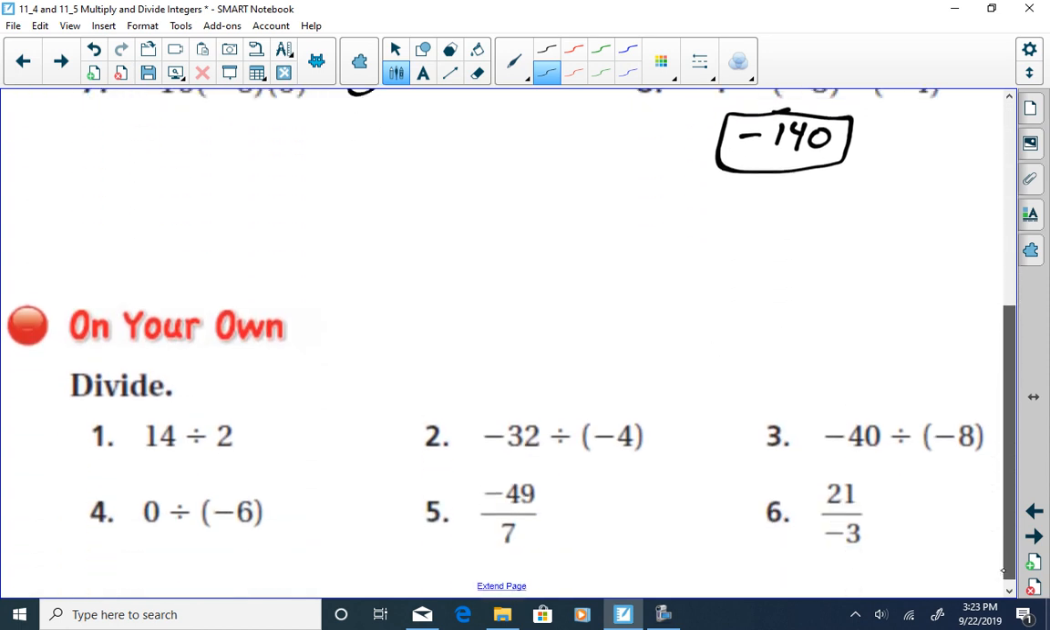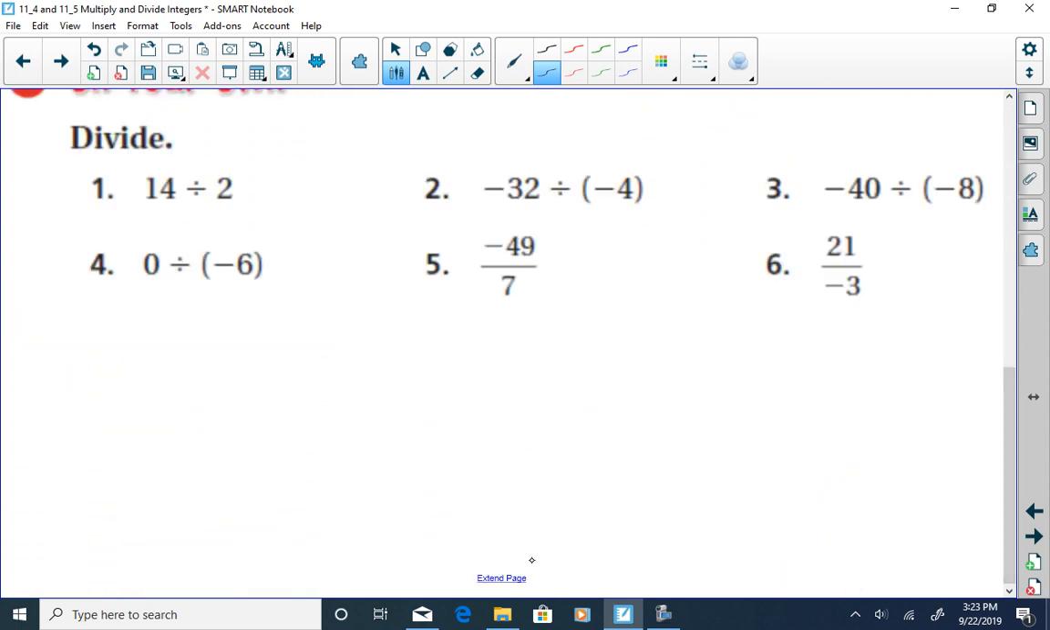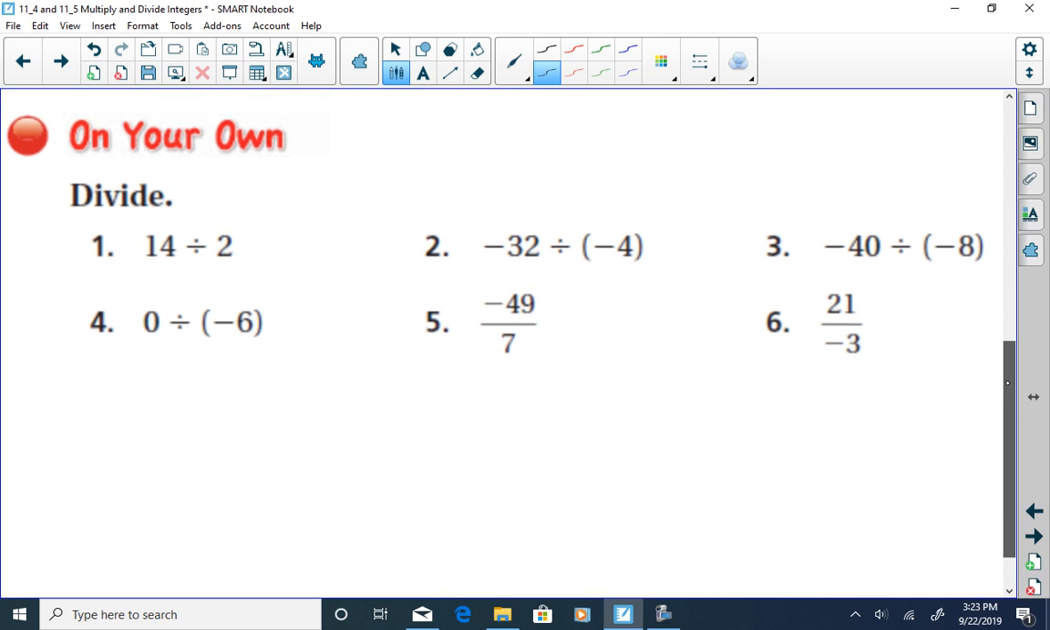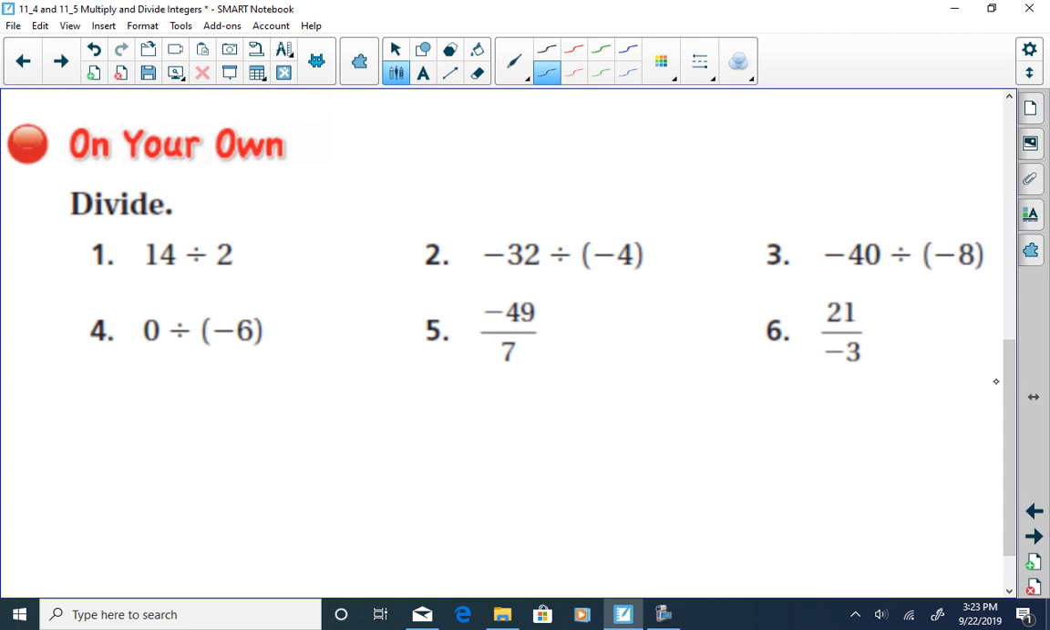We have some division down here, but the rules are the same. If the signs are the same, the product or quotient is positive. If the signs are opposite, the product or quotient is negative. So 14 divided by 2 we know is going to be equal to 7, and it's going to be positive because the signs are the same. Negative 32 divided by negative 4, the quotient's going to be positive, because once again both of my integers are the same sign.